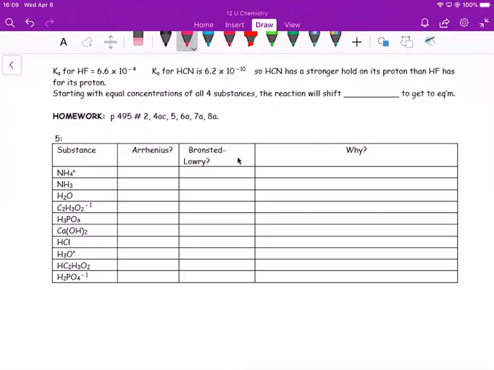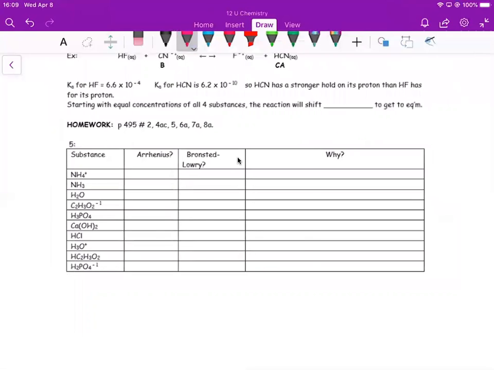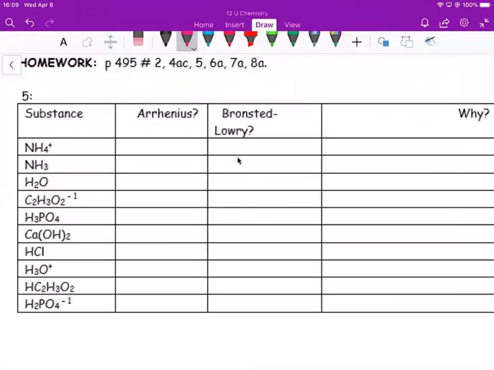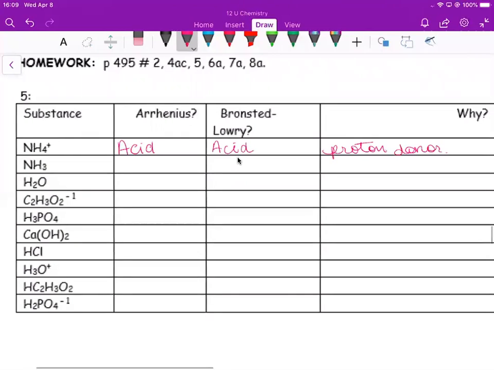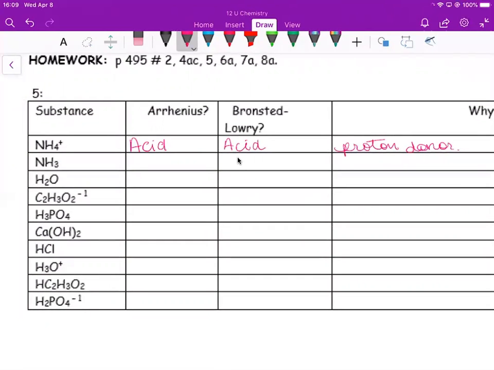So when I'm looking at NH4+, guess what? According to Arrhenius, it can give a proton. So this is considered an acid, and obviously this is considered an acid here. So this is a proton donor. But what about NH3? NH3 is a base, but only according to Bronsted-Lowry. Why? Because it's a proton acceptor. There are no hydroxides for NH3 to give off, so Arrhenius wouldn't recognize it.